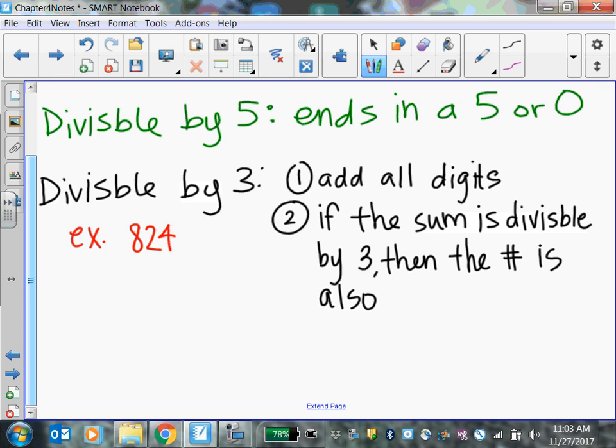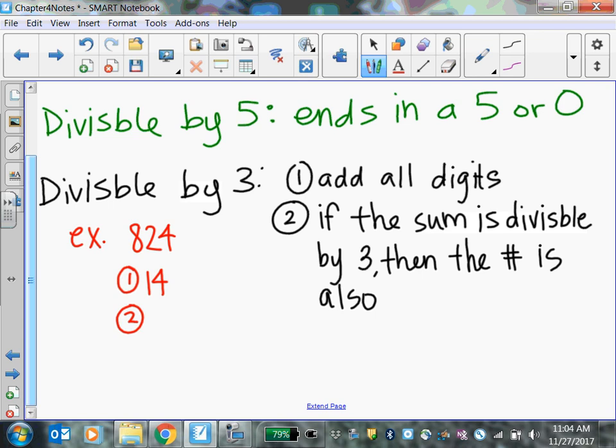Okay, let's do this one. The example is 824. The first step is to add the digits. What's 8 plus 2? 10. 10 plus 4 is 14. So these added to 14. That was step 1, we just added them up. Is anyone confused at where I got 14? Okay. Step 2.